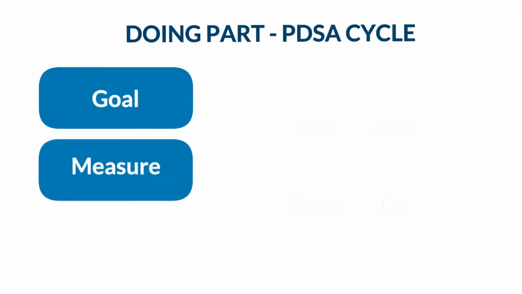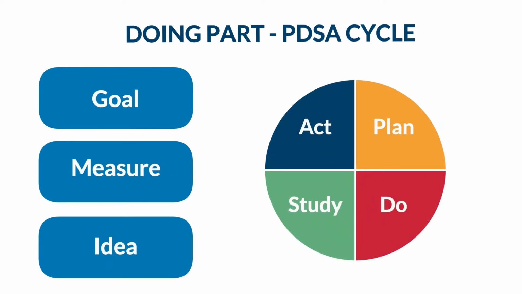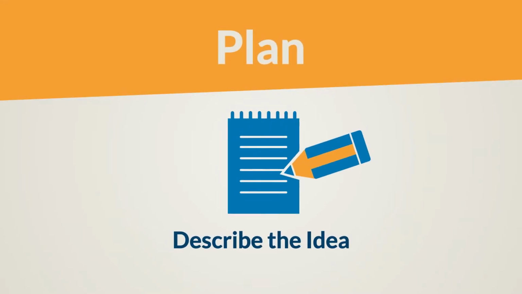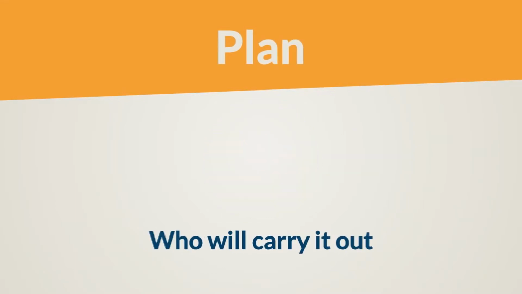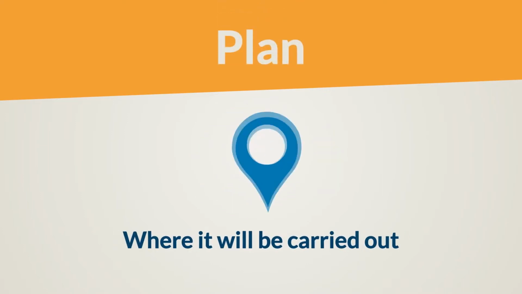It is time to test the ideas using the PDSA cycle. This is the doing part. Firstly, you need to select one of the ideas generated and develop the plan. You'll find that there will be ideas that logically should be tested first. The plan. Start by describing the idea, what you will do, who will carry it out, when will this occur, and where will it be carried out.